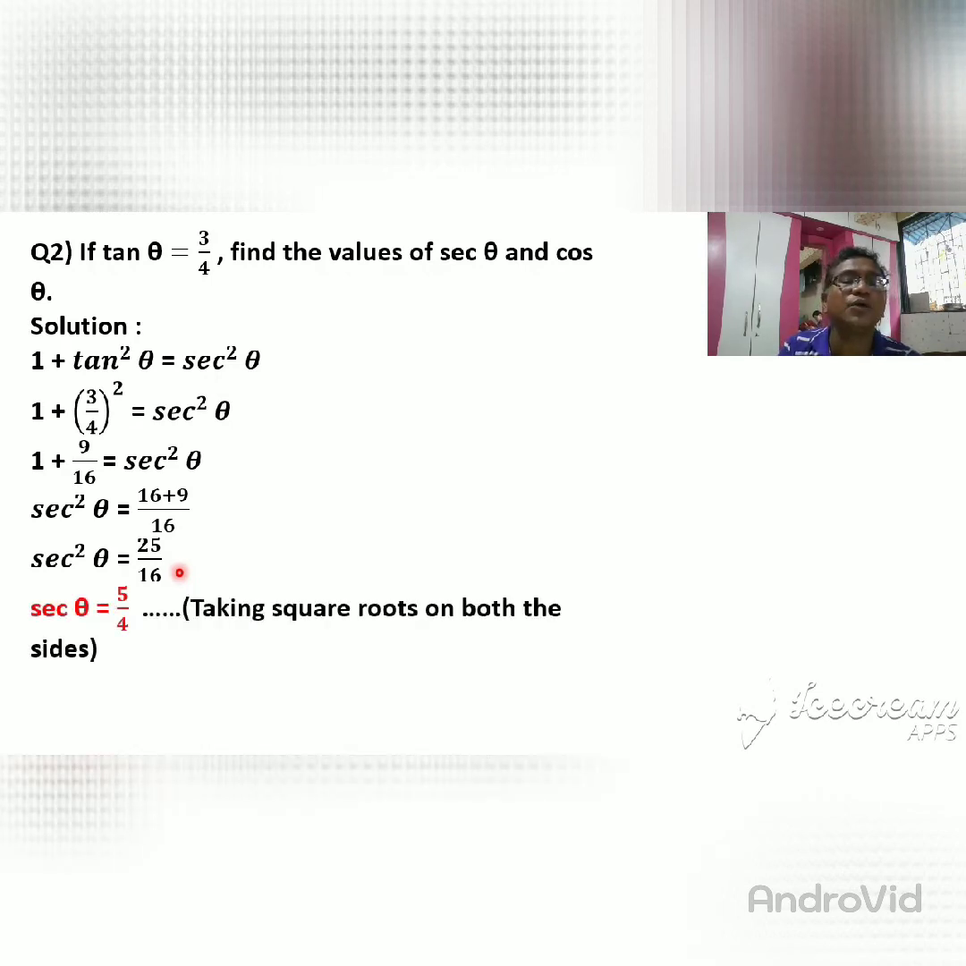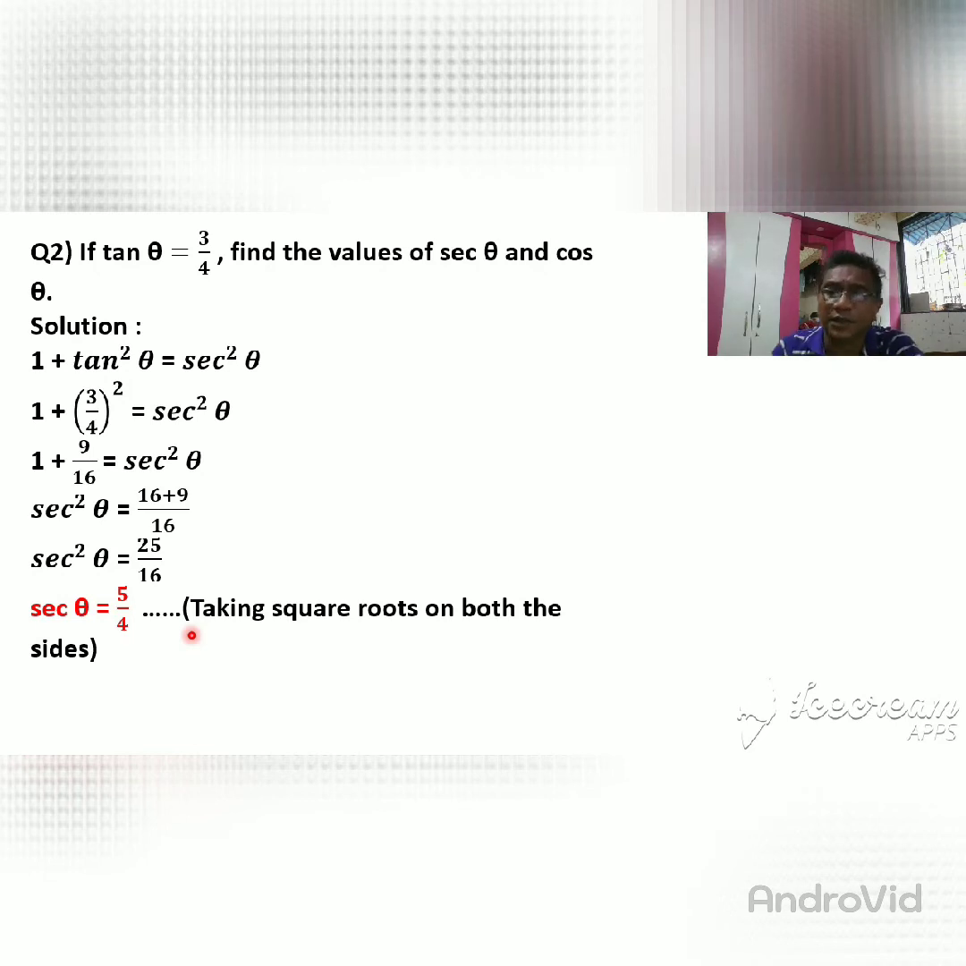Taking the square root, the square root of sec square theta is sec theta. The square root of 25 is 5, the square root of 16 is 4. So sec theta is equal to 5 upon 4. Any doubt? This is the way we find sec theta.